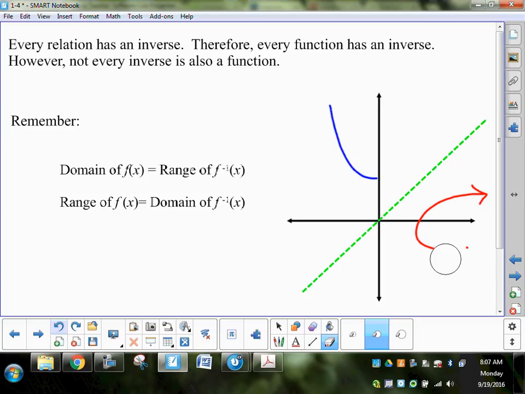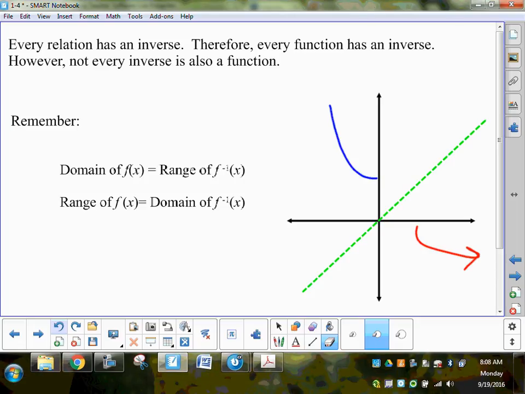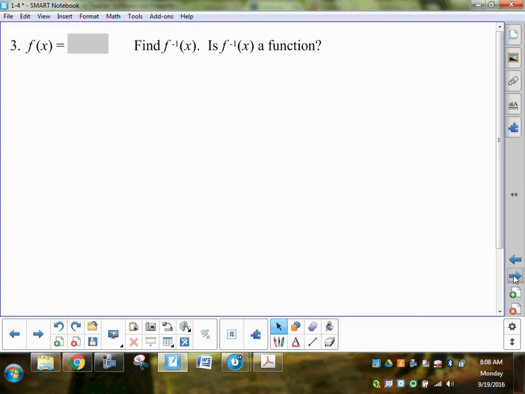No? Because see how if I reflect this over here, this would sort of go and bounce down over here. So when we did this, this piece here would be our inverse. So if you restrict the domain, that's fine. You're going to get an inverse that is a function. Let's take a look, and remember that the domain of the original is the range of the inverse and so on.